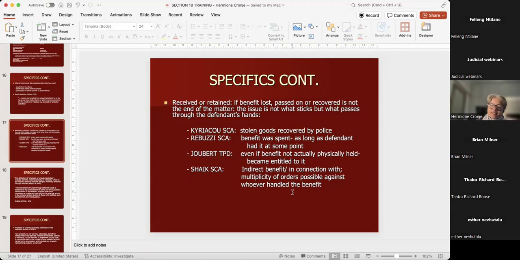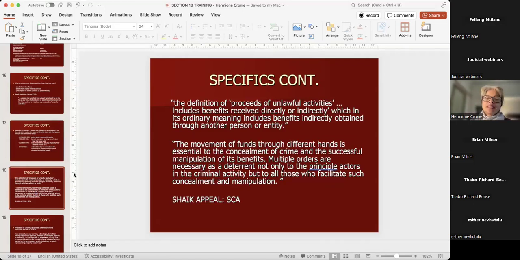I've asked that we circulate the Sheikh judgment because it really is the seminal decision on dealing with Section 18 inquiries, and because we may run out of time. The court has held that the definition of proceeds of unlawful activities includes benefits received directly or indirectly, which in its ordinary meaning includes benefits indirectly obtained through another person or another entity. The movement of funds through different hands is essential to the concealment of crime, especially the crime of money laundering, and the successful manipulation of its benefits. Multiple orders are necessary as a deterrent, not only to the principal actors in the criminal activity, but also those who facilitated such concealment and manipulation. So what Sheikh left the door open to is that you can in fact recover benefits that passed from one accused and then went into the hands of the next accused.